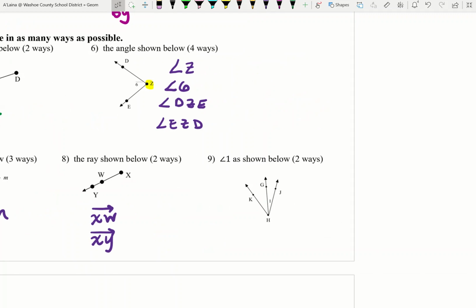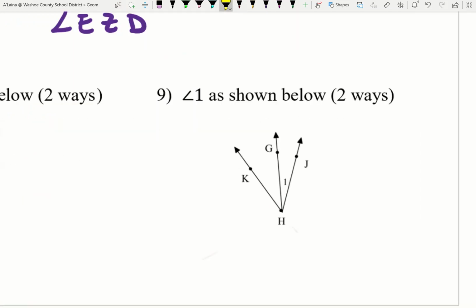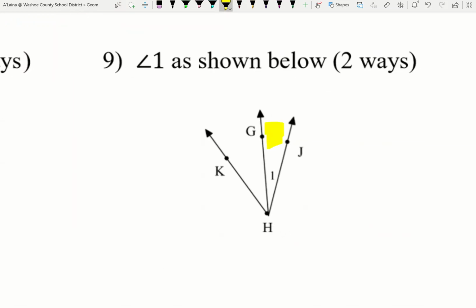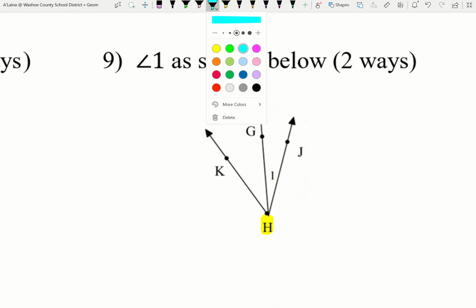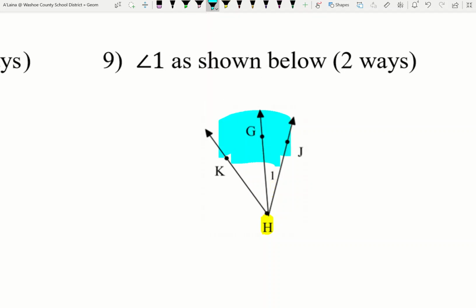Number 9, I want to do angle 1, which is here. This angle uses H as a vertex. But it's not the only angle that uses H as a vertex. This green angle uses H as a vertex. I'm pressing this hard today, evidently. And so does the big angle. There are 3 different angles that use H as the vertex.